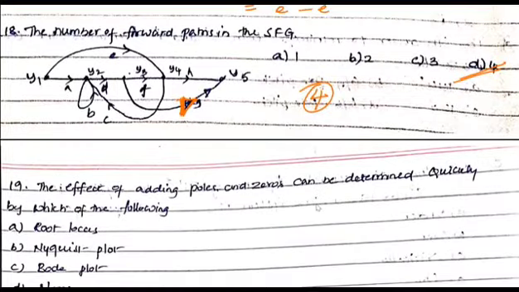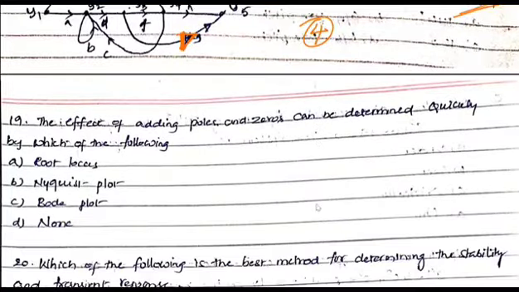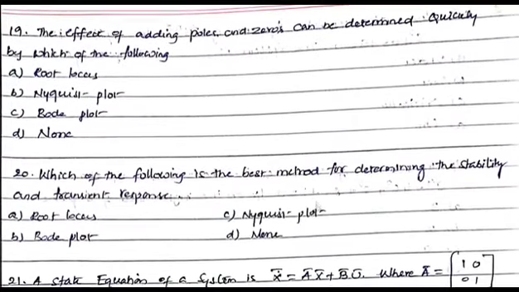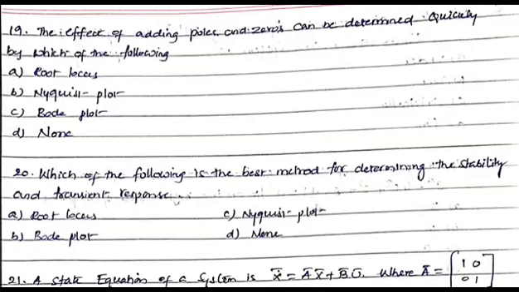And next here, the effect of adding poles and zeros can be determined quickly by which of the following methods? The effect of adding poles and zeros can easily be determined with the help of Bode plot here.